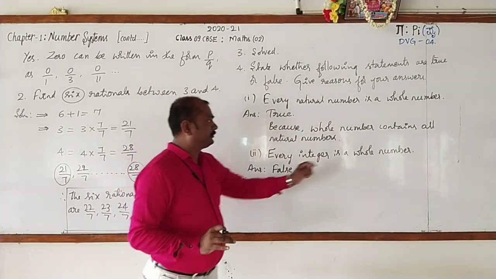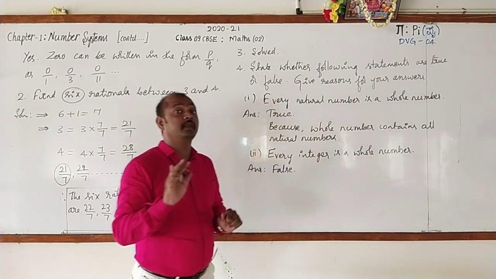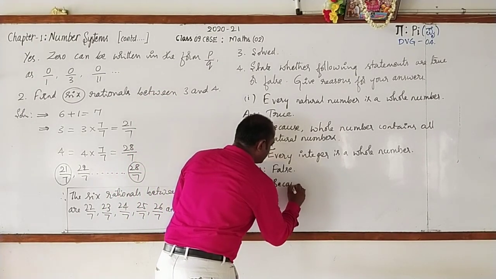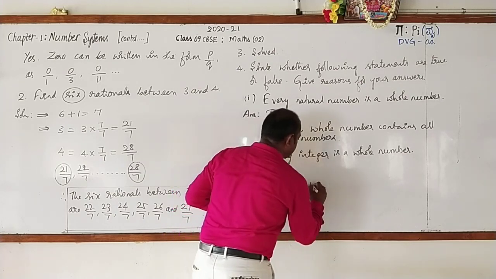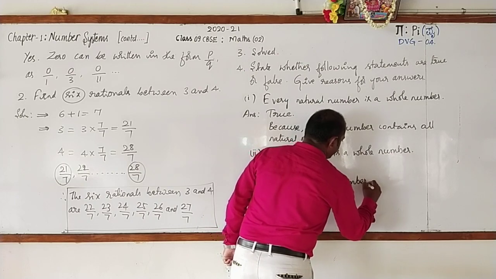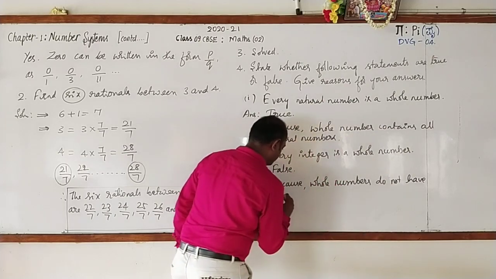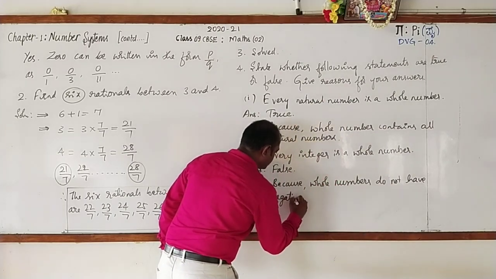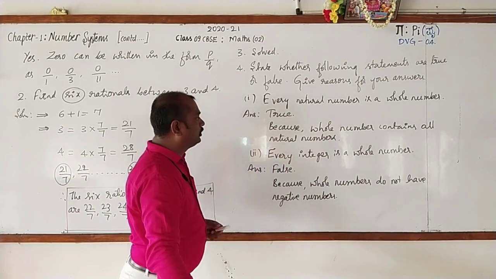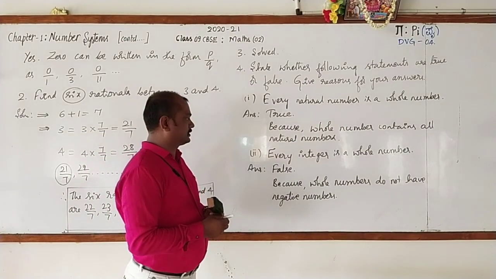The reason is whole numbers do not contain negative numbers. Right. False. Because whole numbers do not have negative numbers. Whole numbers do not have negative numbers or negative integers.